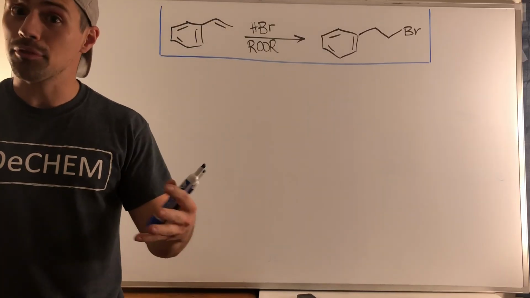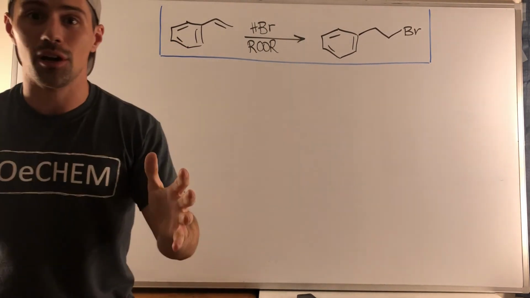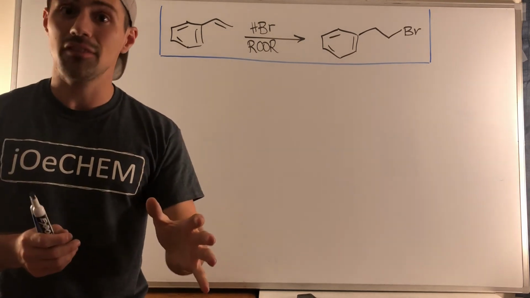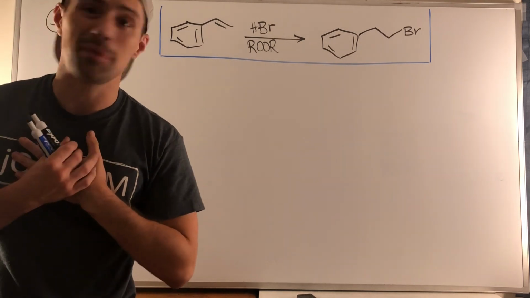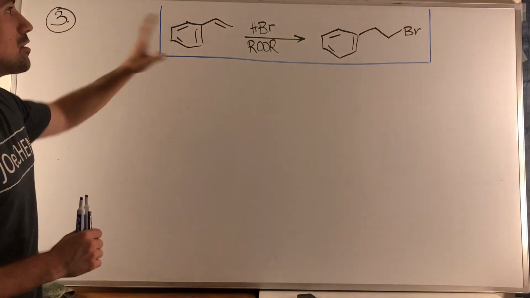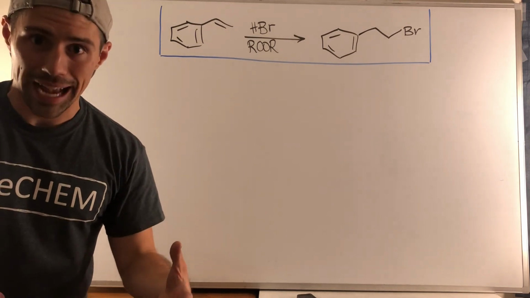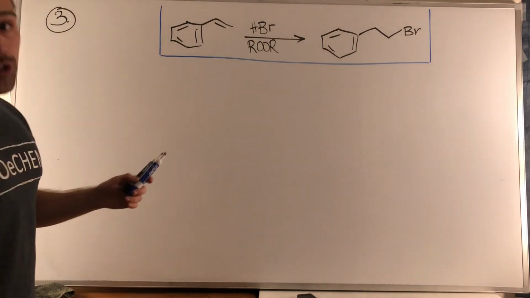Alright gang, in problem 3, we are tasked with drawing the mechanism for this anti-Markovnikov addition of HBr. And if you've watched the anti-Markovnikov addition of HBr video, you know this one has a special place in my heart. So, let's have some fun. If we take a look here, not only do we need to draw the mechanism, but at the very end, we need to explain why it's a chain reaction.